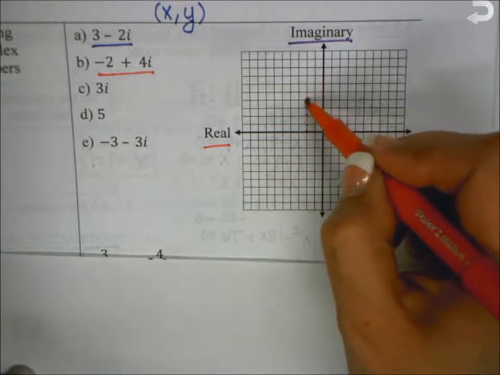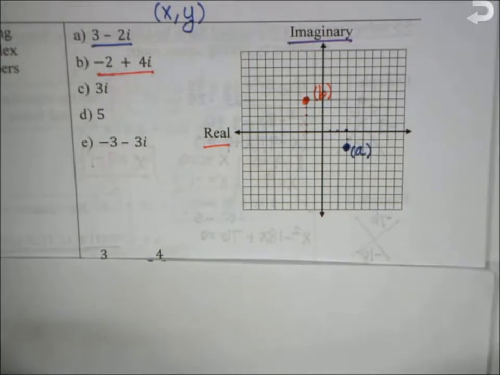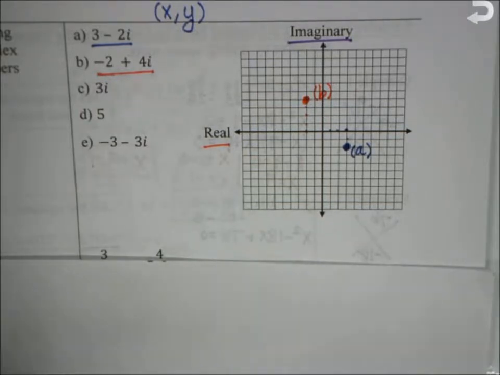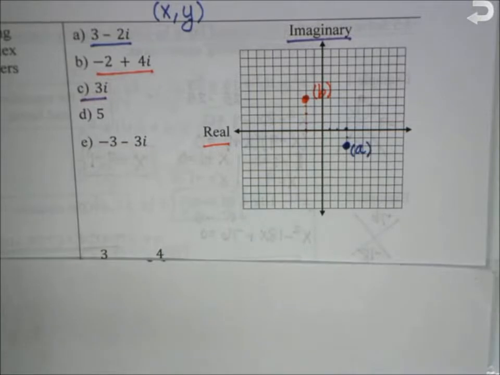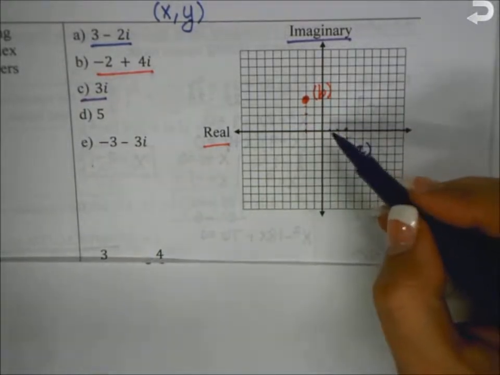Okay, let's look at C. 3i. Is there a real part there? No, so we're not going to move anywhere along the real axis. So then, what am I going to do? I'm going to go up to 3 along the i. So that's it.